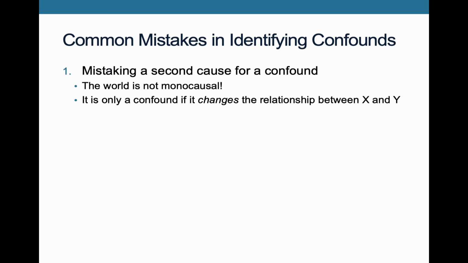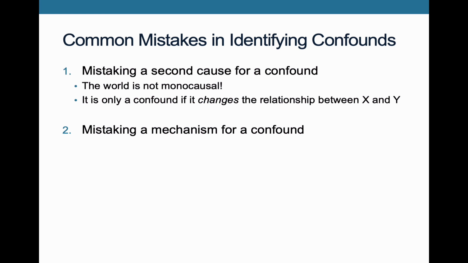The thing to keep in mind is it's only a confound if it changes the relationship between x and y. If it's simply something else that matters, that might come into play, but it's not actually confusing or clouding our understanding of the relationship between x and y, it's just another variable. And then a second mistake that I see sometimes is that people might mistake a mechanism or an intervening variable for a confound.